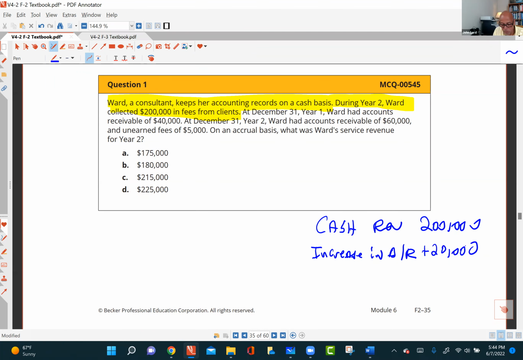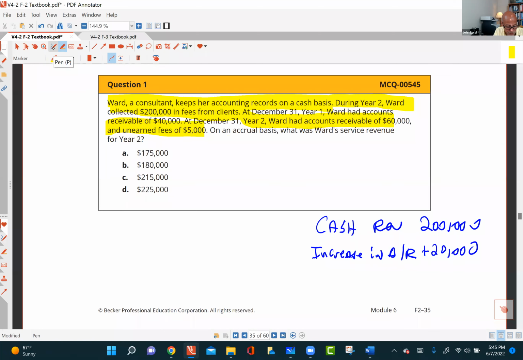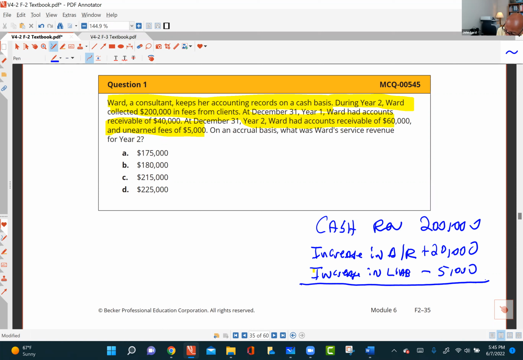And then this question gets a little bit annoying to me, guys, in that then they say in year two, Ward had accounts receivable of 60 and unearned fees of 5,000. I think that's telling me that the unearned fees went up. That's the interpretation or the leap that you kind of have to make in this question. It's not the greatest question, but since it's an increase in unearned revenue, and unearned revenue is a liability, I have to do the opposite. So since it increased, I subtract the 5,000, and that gives me the correct answer that 67% of us got, which is the 215.